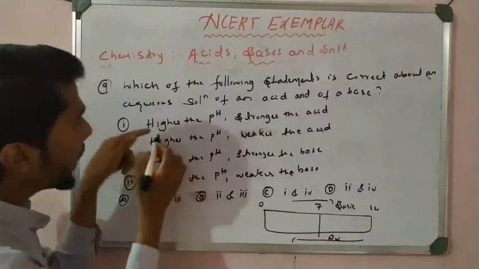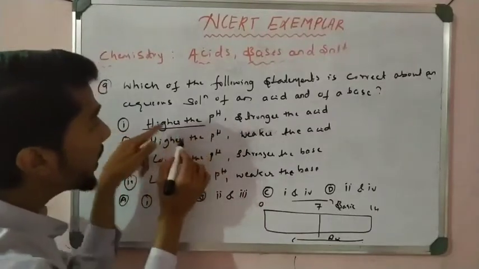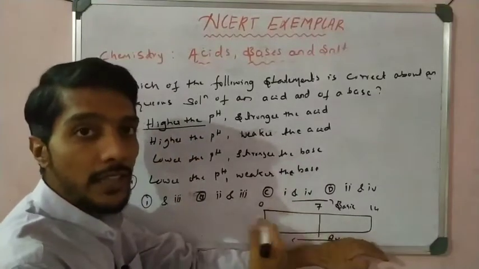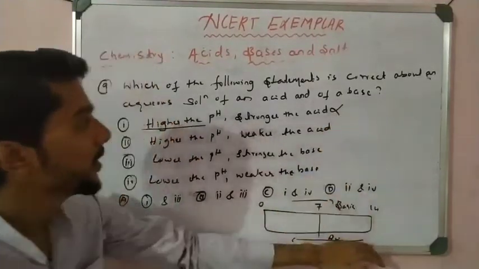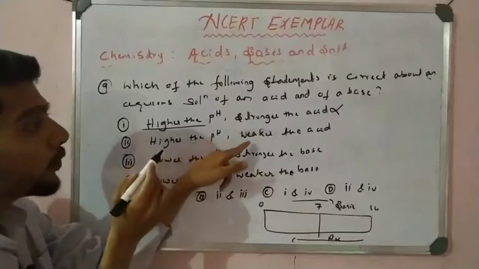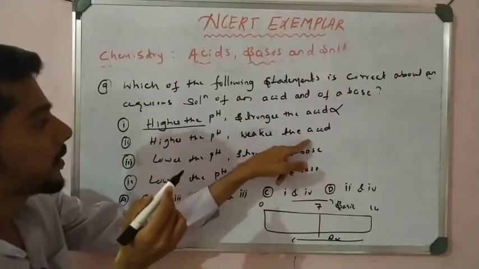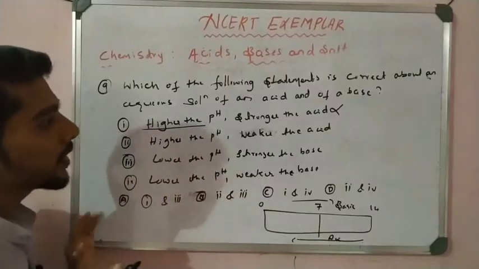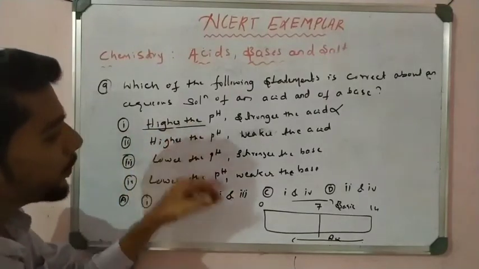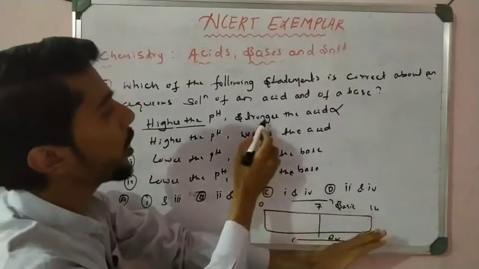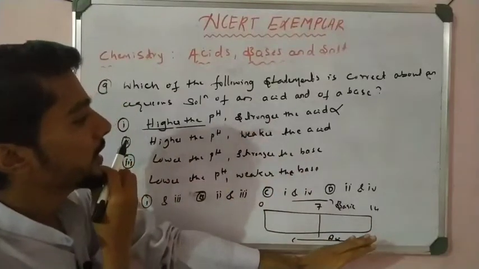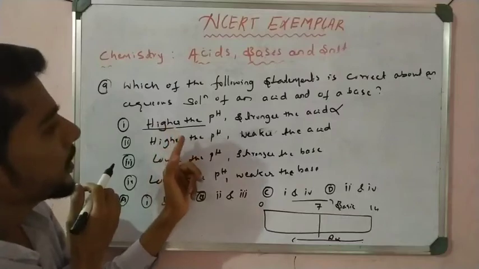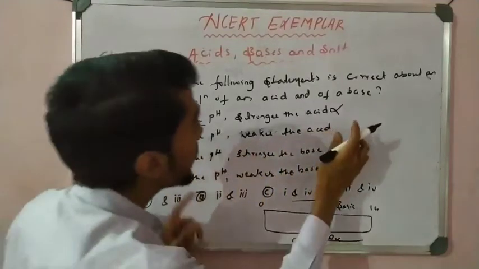So let us see here. Higher the pH, stronger the acid? No, if the pH is higher, the acid is weak, so that is not correct. If the pH is lower, weaker the acid, that is also not correct. If the pH is more, strong acid, that is also not correct, right? Okay, see here, statement 2 is correct.